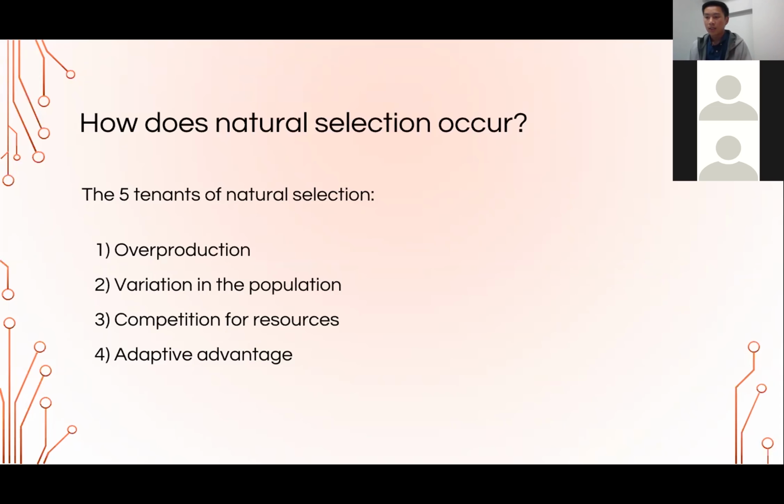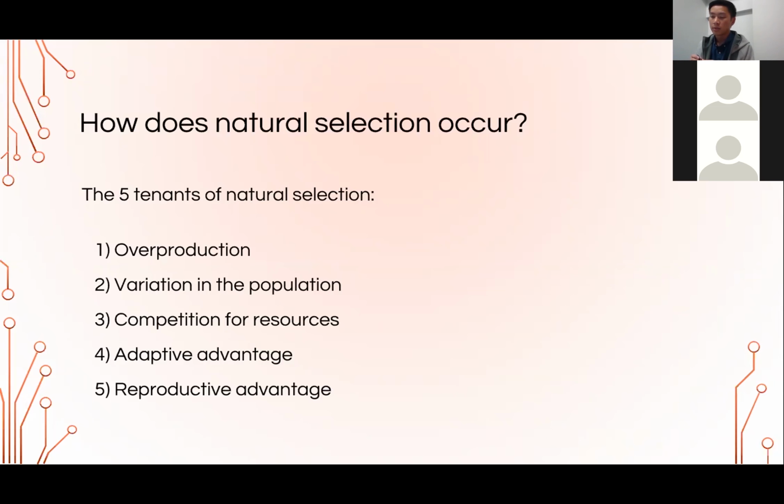And number 4 is adaptive advantage. Because of variation, the organisms are going to be different in their, let's say, different in their fitness. So what's going to happen is that one organism might have a little bit of advantage over the other, and only those who are the fittest can survive in that environment.